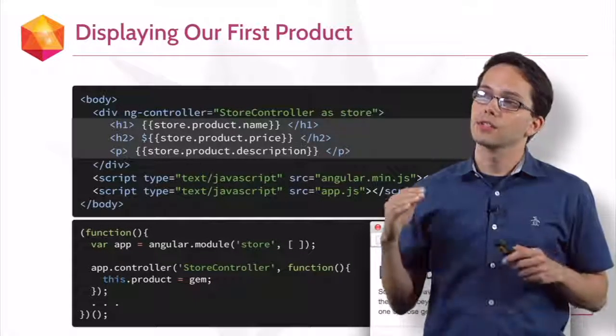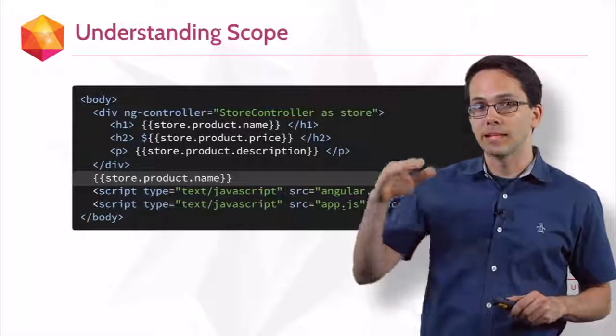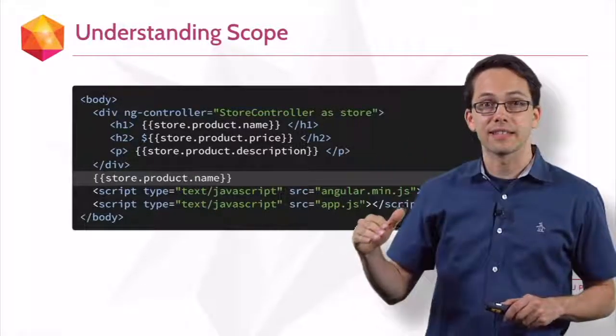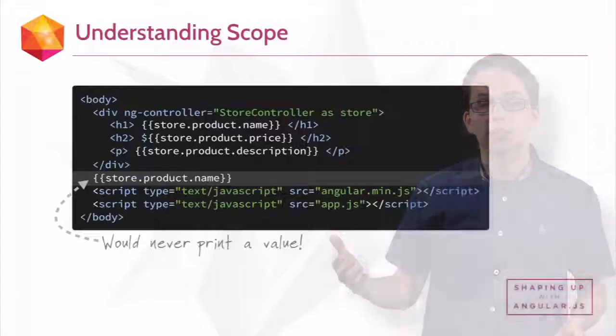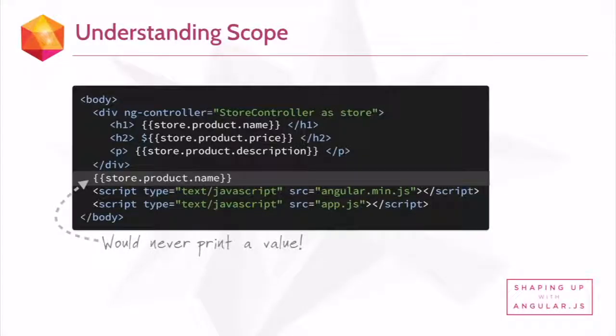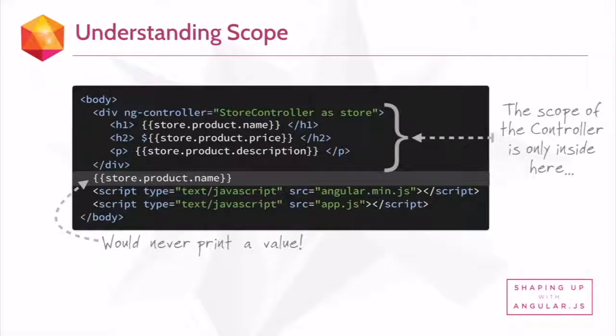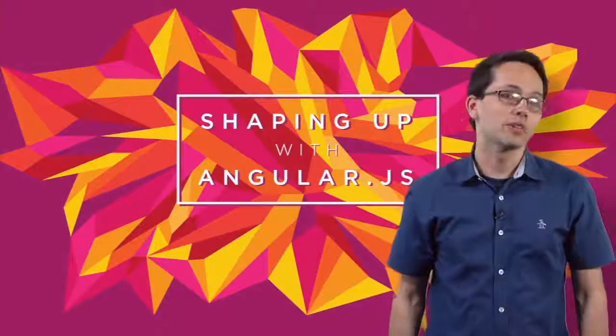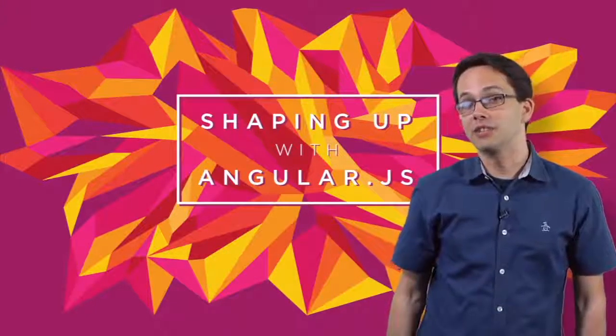So we attached the StoreController to that div. What would happen if we tried to access a property from that StoreController outside of the div? Well, it wouldn't work. That's because we only have access to the StoreController inside the div. The scope of the controller is only inside that DOM element. Why don't you try writing a controller and playing around with the ng-controller directive?